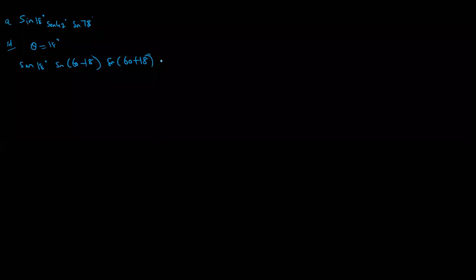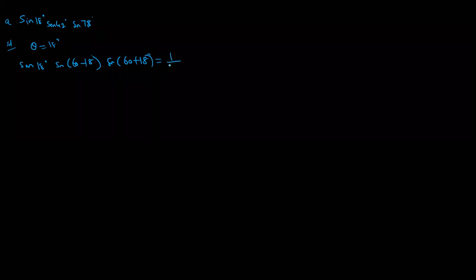First, I'm writing the question. See, once again, what is given? Sin 18 degrees, sin 42 degrees, sin 78 degrees. Do you know sin 42, sin 78? No. But how do you approach? Consider theta is 18 degrees. Then how to write sin 18, sin 60 minus 18, sin 60 plus 18.